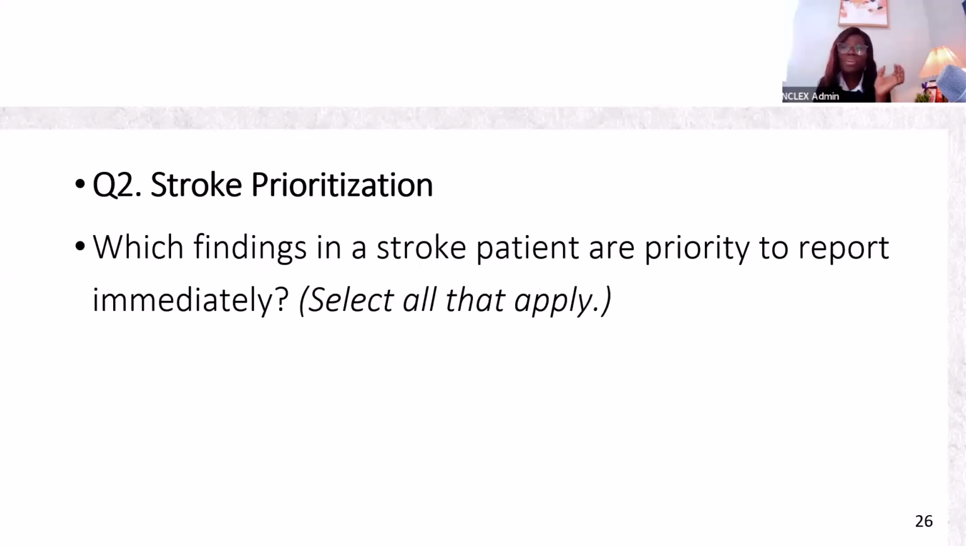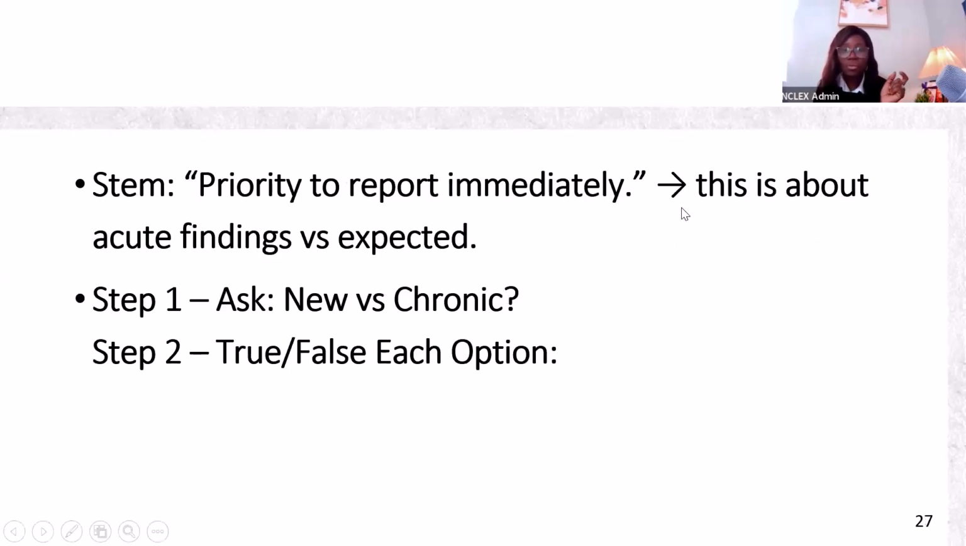So always go back to the question and ask what is being asked here. Do not set your own kind of question. Look at the question and answer what you have been asked to do. Nothing else. Okay, so priority, and then step one: is it new versus chronic? And then every option, take it as an individual option and answer true or false, yes or no.